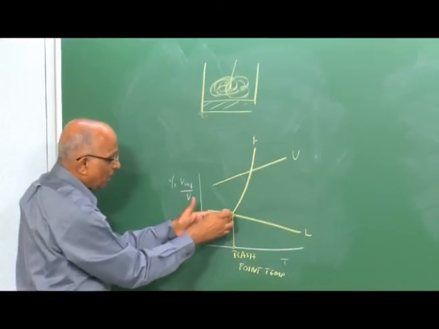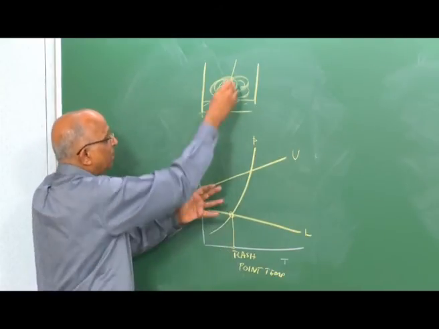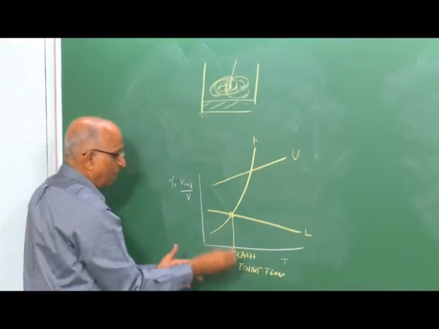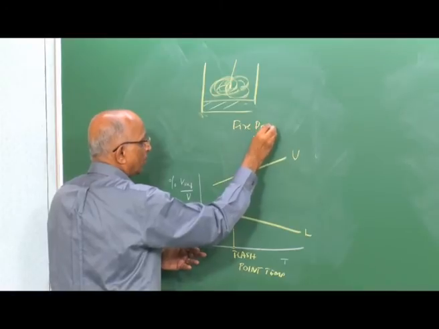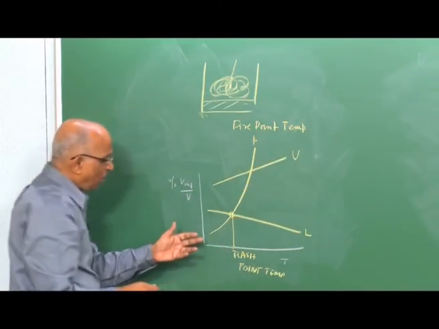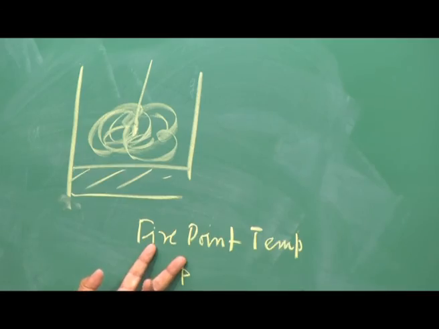That means I still require a more copious amount of vapor to be able to keep the fire on, and if I have more copious vapor, that is at a still higher temperature, I call it the fire point temperature. Therefore, the flash point temperature and fire point temperature are very useful safety parameters for how to deal with liquids.